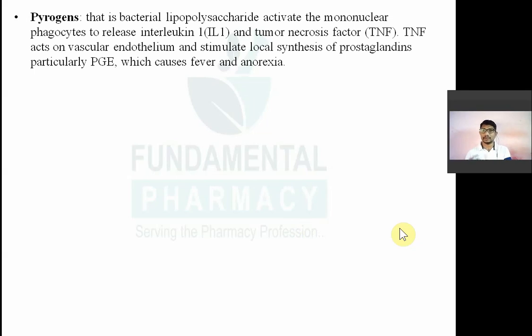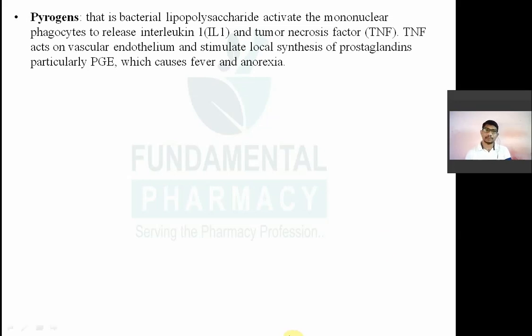They can activate the macrophage and phagocytic cells of your body to release the chemicals. First one is the interleukin and second one is the tumor necrosis factor. Now these two chemicals are released because of the pyrogens. These two factors will have action on the endothelial layer of your blood vessel. So they act on the vascular endothelium and stimulate local synthesis of prostaglandin, particularly prostaglandin E. And prostaglandin is responsible for the pain, inflammation and increased body temperature.